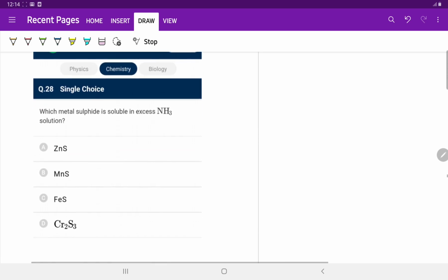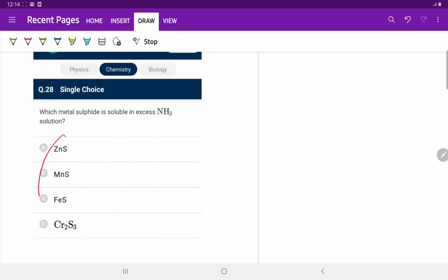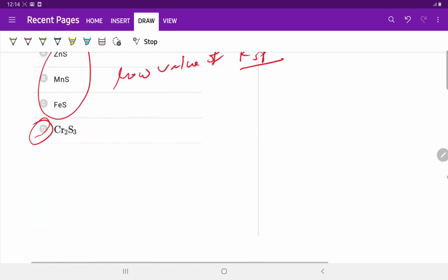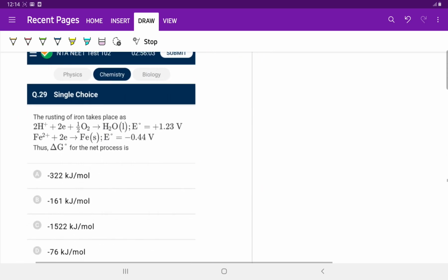Which metal sulfide is soluble in excess of ammonia solution? ZnS, MnS, FeS. These three compounds have very low value of Ksp. So these are insoluble in ammonia. Cr2S3 is soluble in ammonia. Question number 29. The rusting of iron takes place.